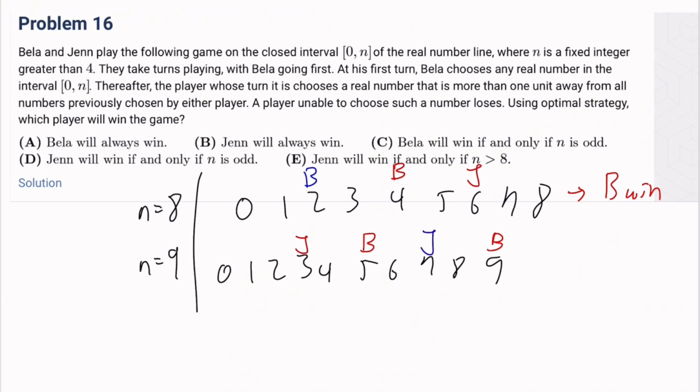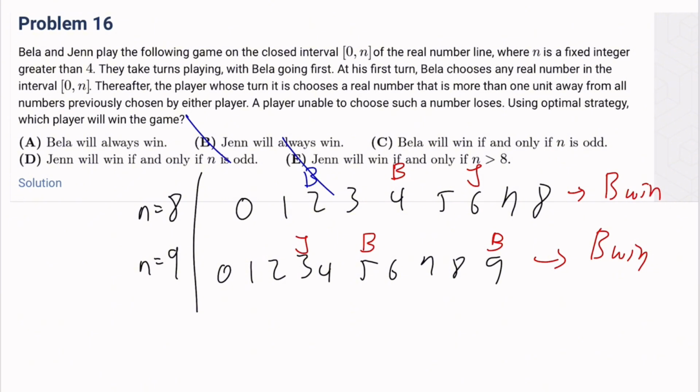And if Jen goes here, then Bella can go anywhere here and she will win. If Jen goes here or here, then Bella can just go here and Bella will also win, right? So that means that this also results in Bella winning. And so obviously B is wrong. Jen will not always win, and Jen will win if and only if n is greater than 8.